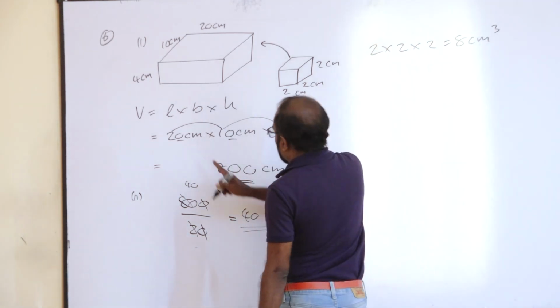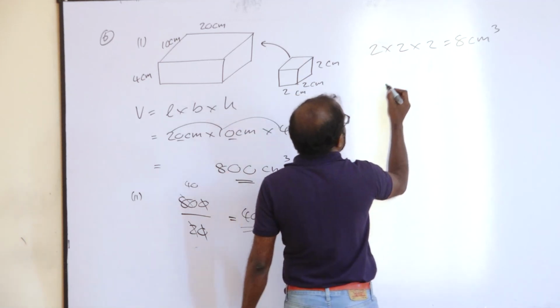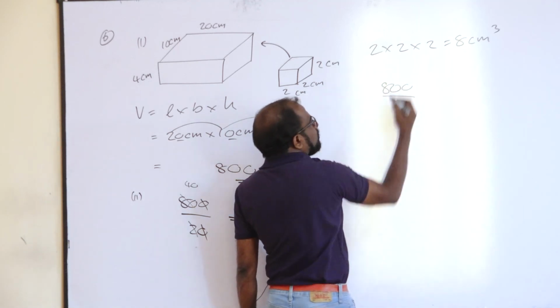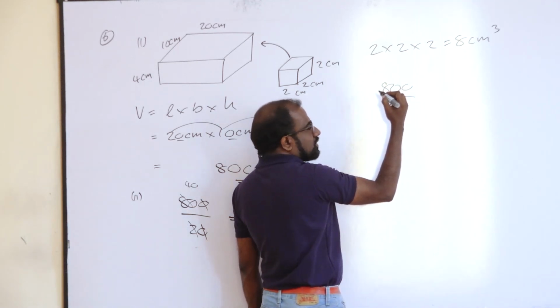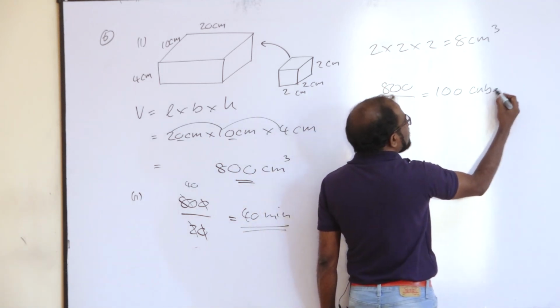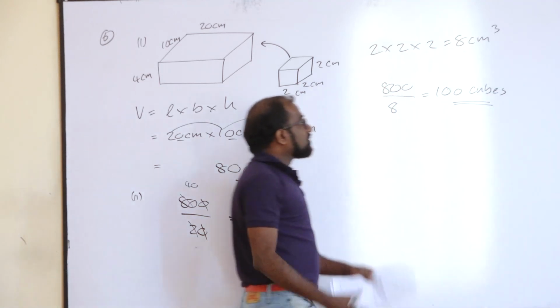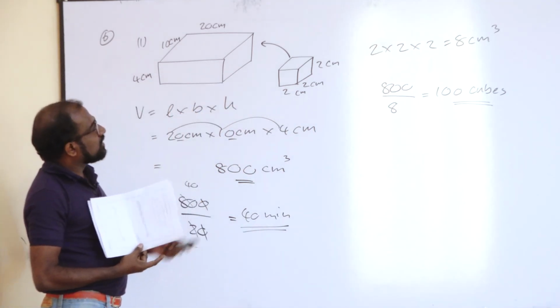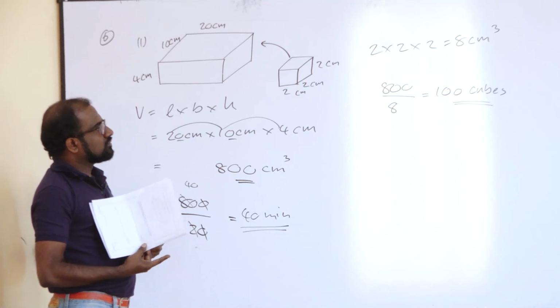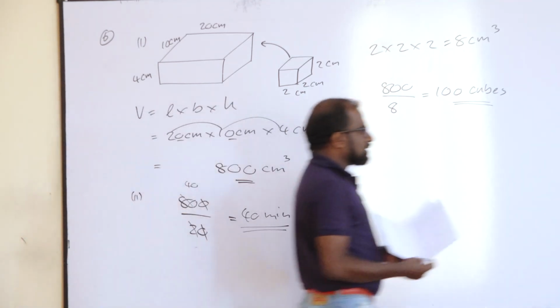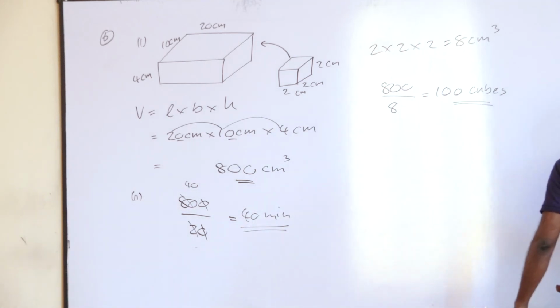So the larger cuboid volume is 800 cubic centimeters, and the smaller cube volume is 8 cubic centimeters. And you can pack 100 cubes in the larger cuboid. Clear? You can divide the volume and find it like that. There is another method.